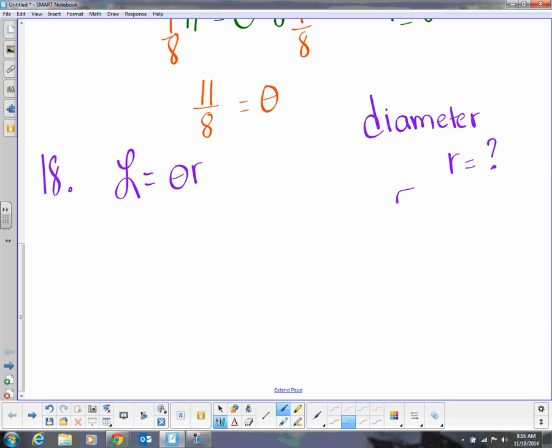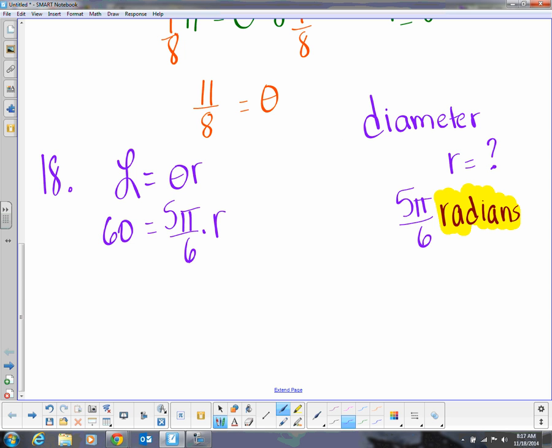Then it gives us 5 pi over 6, and this is the most important thing I can impress upon you all, is the word that follows. That word radians screams what? It is theta, correct. So we're going to put 5 pi over 6 in for theta. We know that r stays r, and therefore when they say subtends an arc that is 60 centimeters, notice it's not centimeters squared, 60 goes in for L.